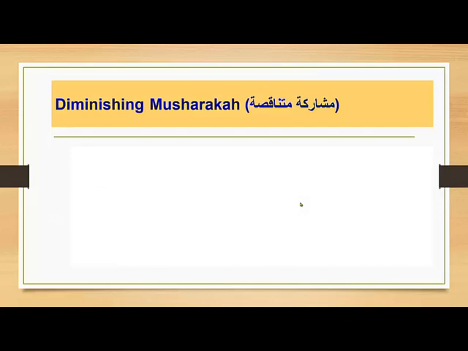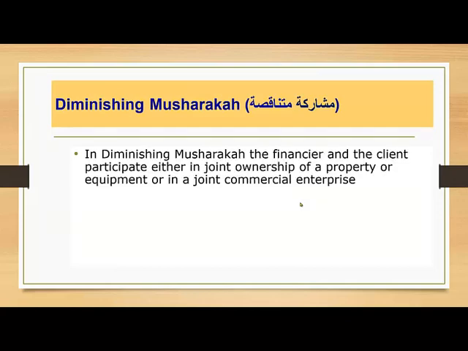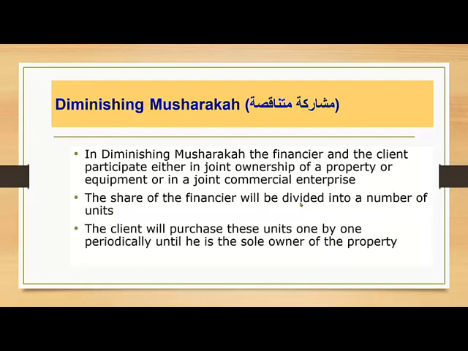When we talk about diminishing musharakah, the financier and the client participate either in joint ownership of a property or equipment or in a joint commercial enterprise. The share of the financier will be divided into a number of units. The client will purchase these units one by one periodically until he is the sole owner of the property.